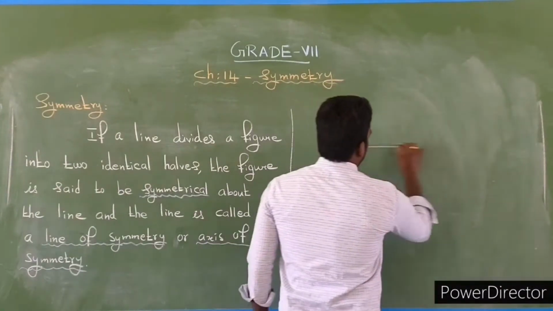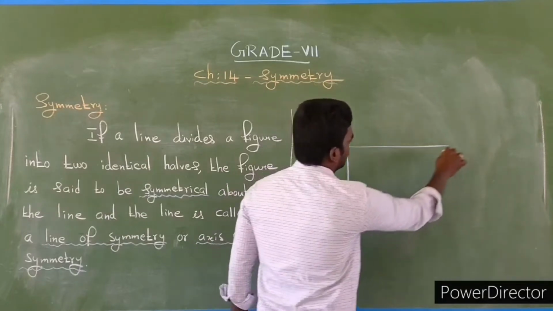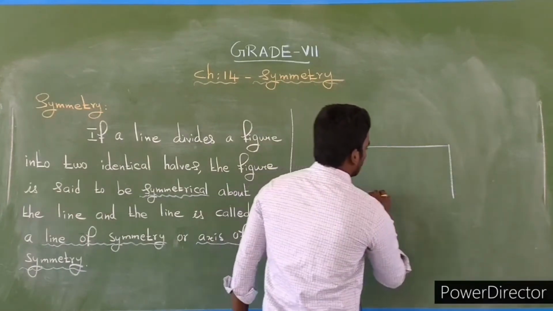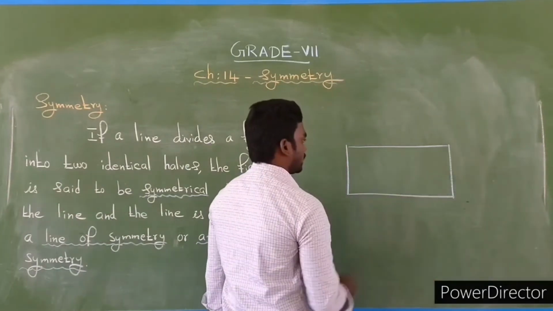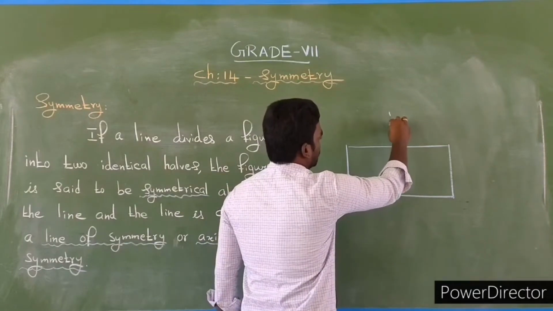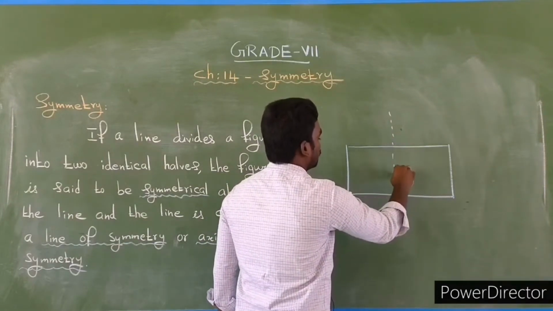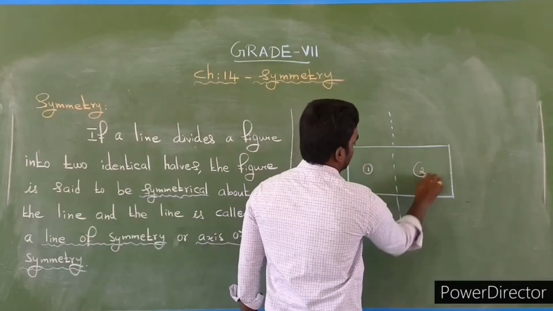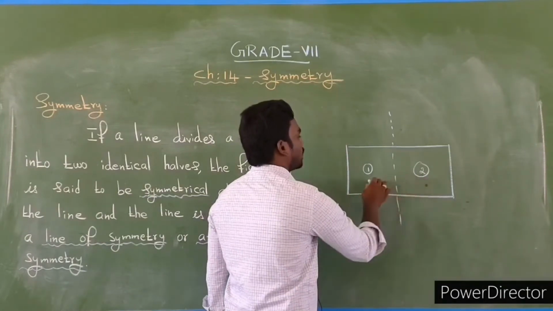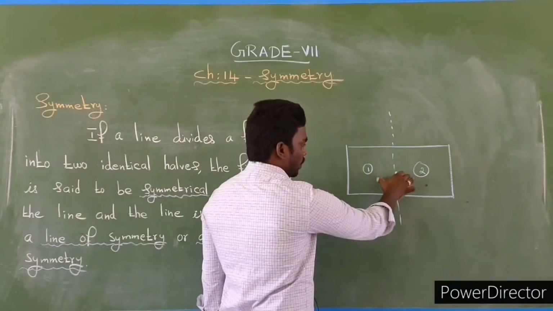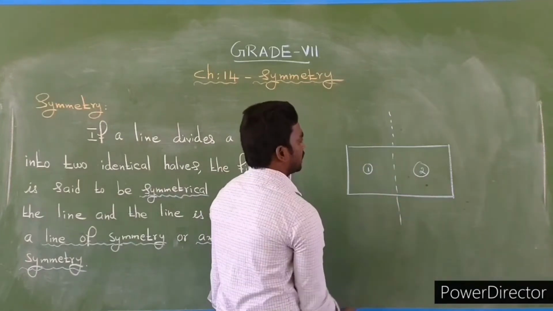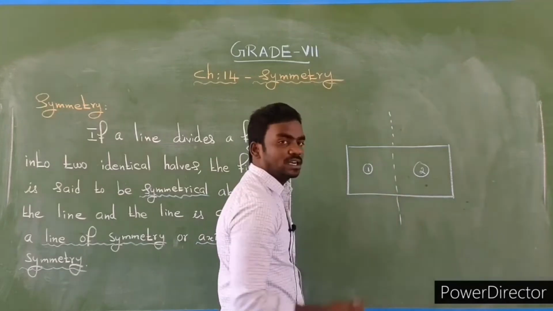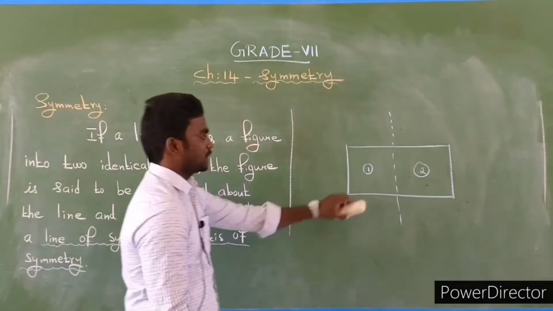So see another example here. Now we can draw a rectangle, and this rectangle is divided into two identical shapes, first shape and second shape. These two identical shapes are called what is that? Symmetry. And this line is called what is that? Line of symmetry or axis of symmetry.